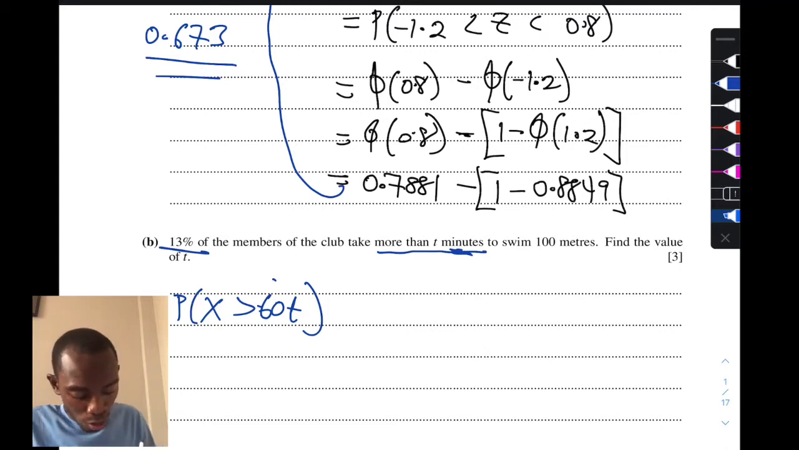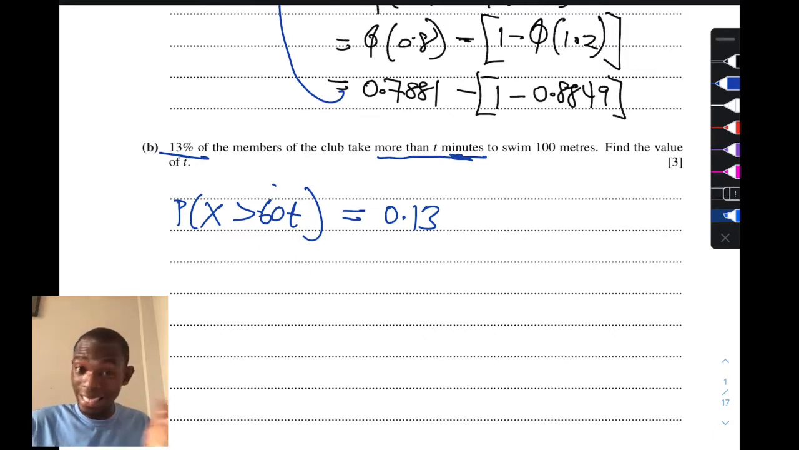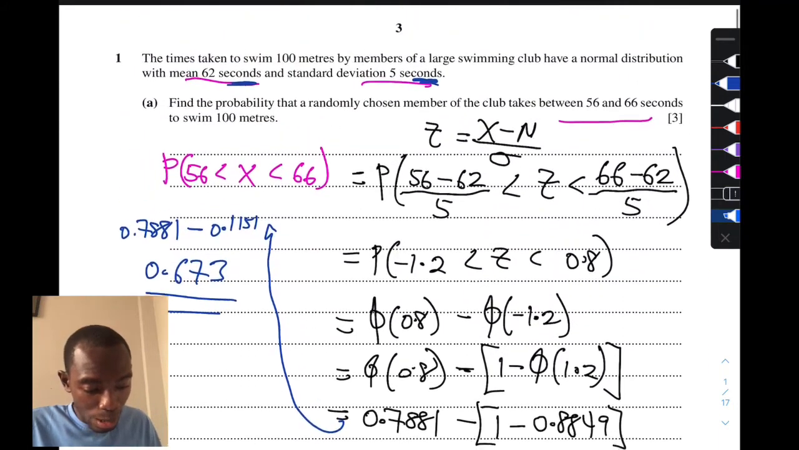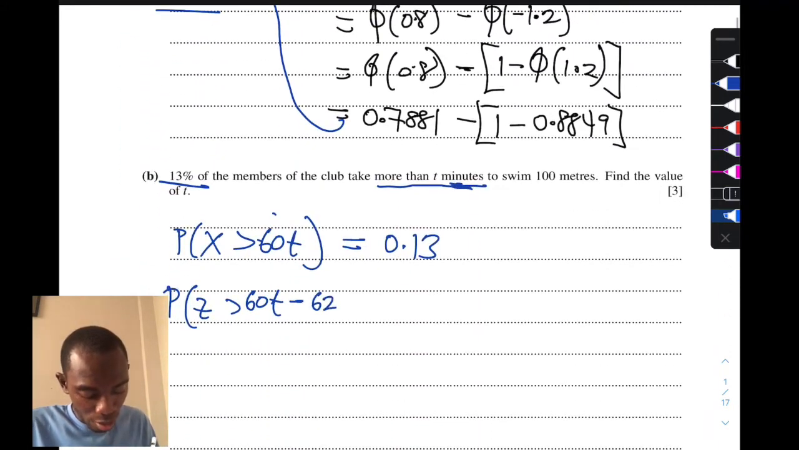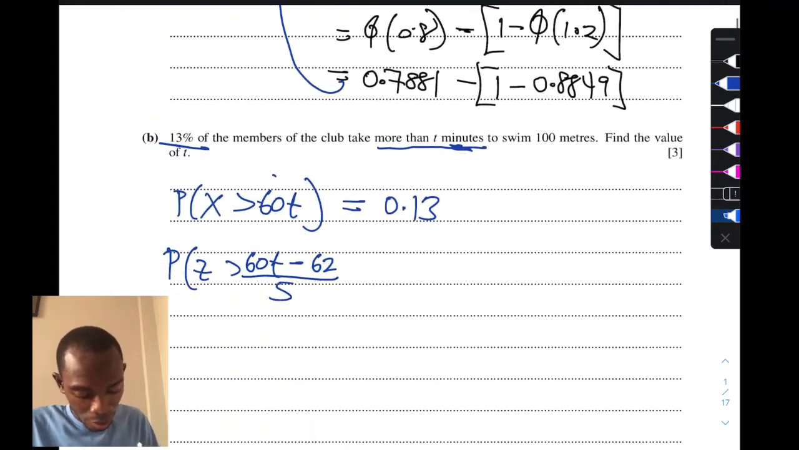Okay, so this probability is actually equal to 0.13. That is what we were told, it's actually 13%, so that's it. Then the next thing you want to do is to standardize it. So the probability of z is greater than 60t minus the mean. Now the mean, they gave it to us as 62, divided by the standard deviation of 5 seconds, is equal to 0.13.